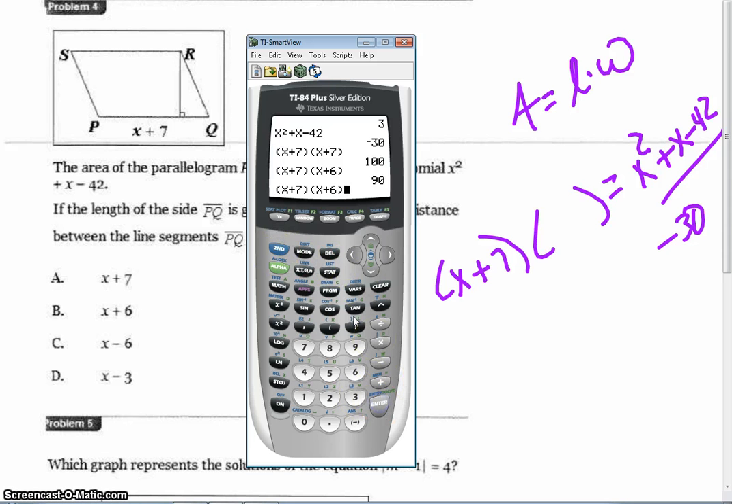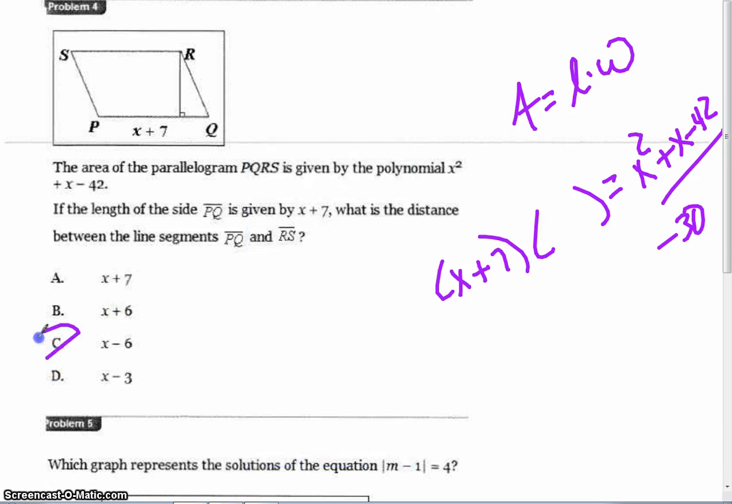Second enter to pull it back up. Instead of x plus 6, I want it to be x minus 6 because I'm looking at C. Oh, I think that's my answer, but check D just in case. Second enter, and it should be x minus 3. No, so C is your answer because that is the one that gave me negative 30.